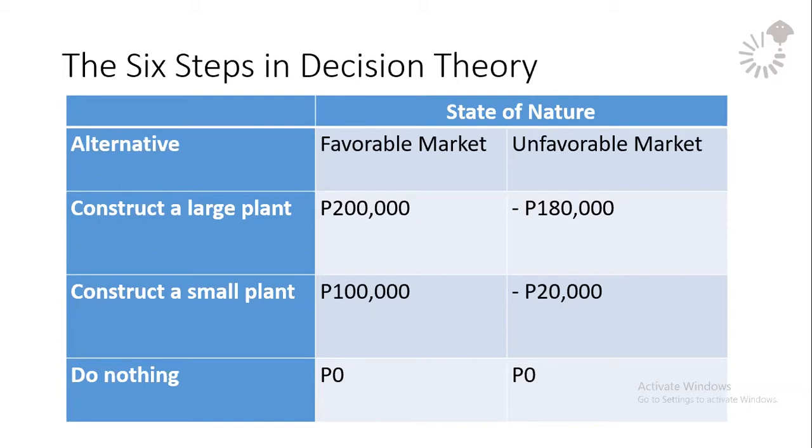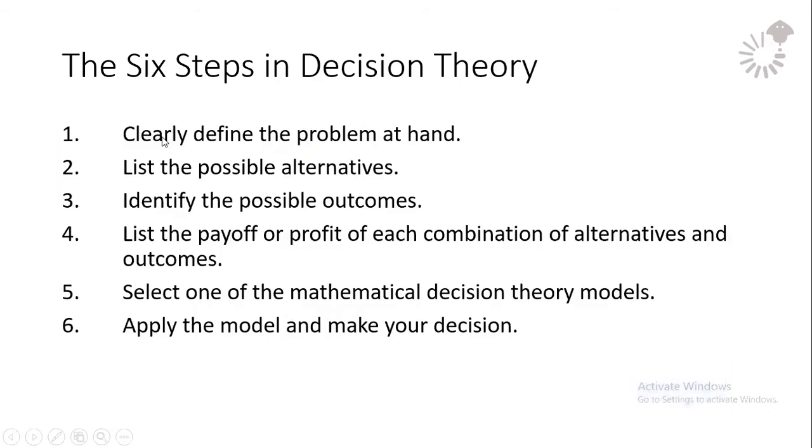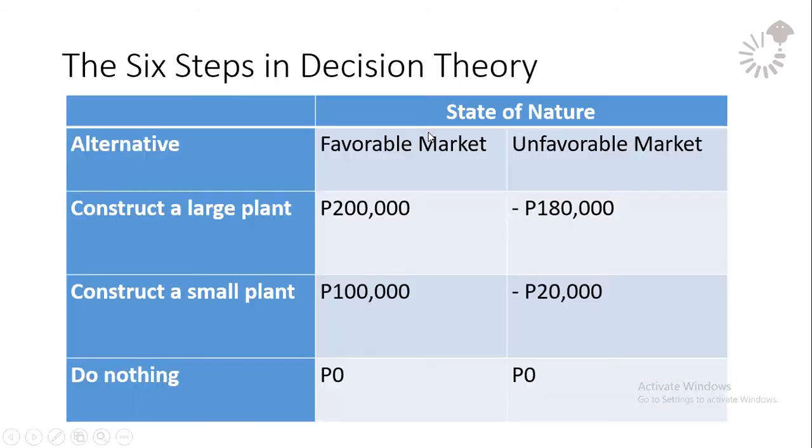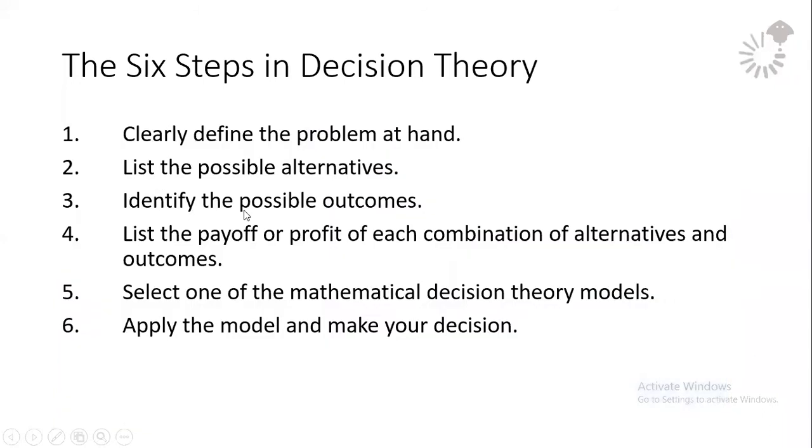So, your options are, so we have identified the problem. Number 1, identify the problem. Problem is if you will construct a production plant. Number 2 is list all the possible alternatives.